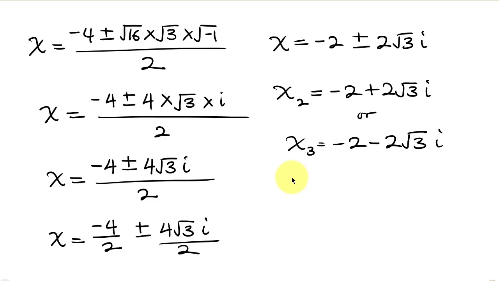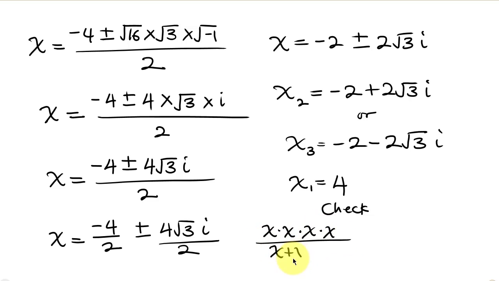Don't forget the first one, which is equal to 4. Very good. So let's check. Let's check. So on checking, our given question is x times x times x times x all over x plus x plus x plus x equal to 16.